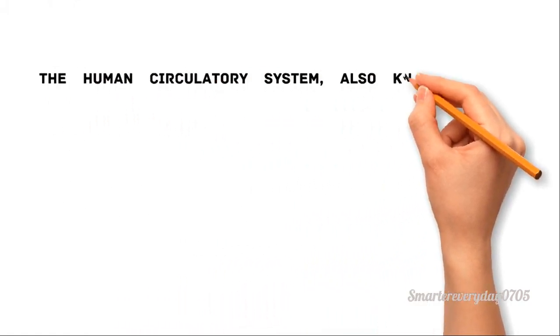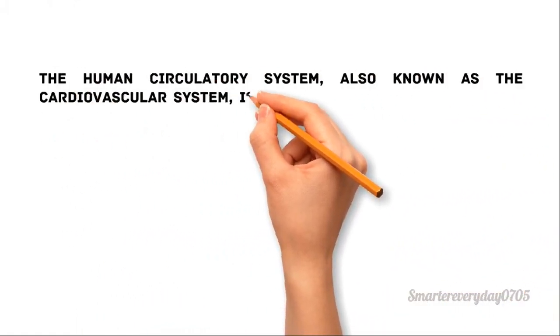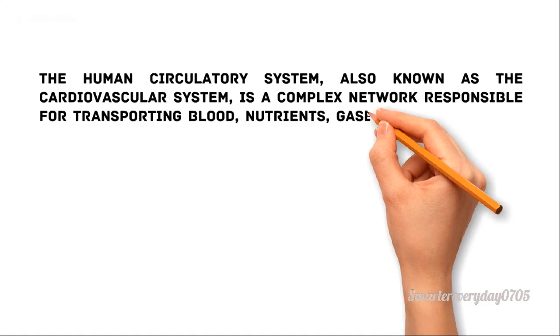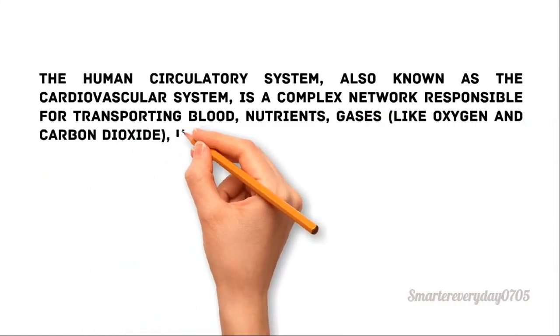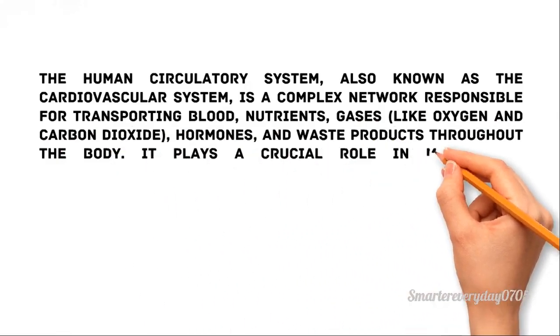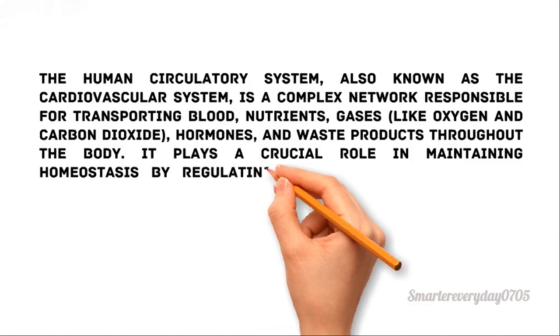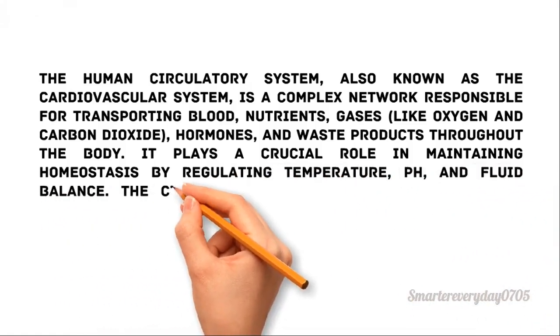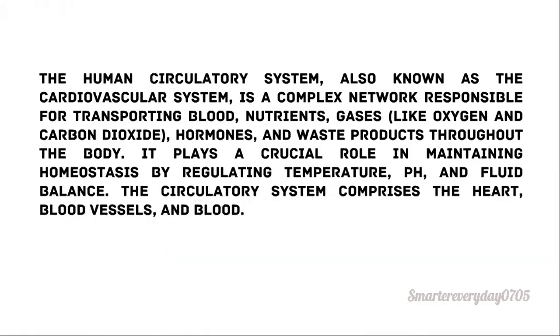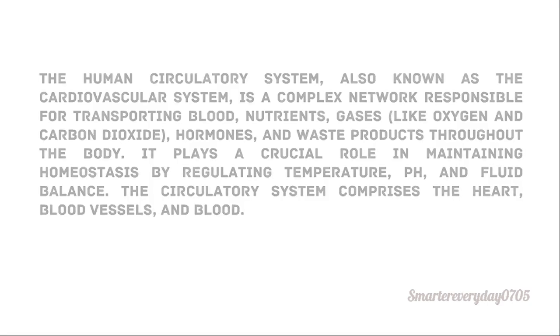The human circulatory system, also known as the cardiovascular system, is a complex network responsible for transporting blood, nutrients, gases, hormones, and waste products throughout the body. It plays a crucial role in maintaining homeostasis by regulating temperature, pH, and fluid balance. The circulatory system comprises the heart, blood vessels, and blood.